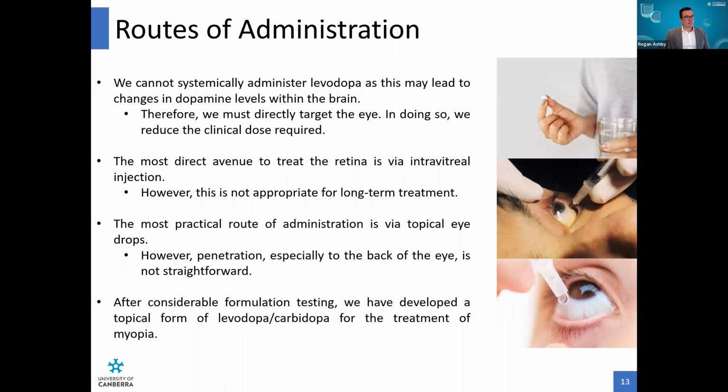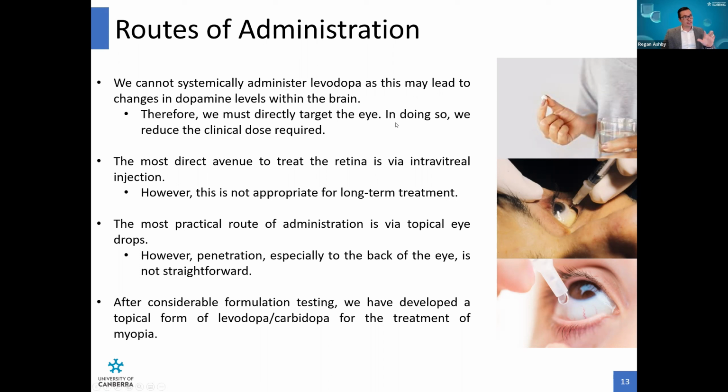Now, the big question comes, well, how do you get the levodopa to the eye? The most common way of giving levodopa carbidopa is obviously through systemic administration as a tablet. However, this would be inappropriate in our condition because levodopa would then make it to the brain and change the amount of dopamine being synthesized and released in otherwise neurologically normal children. And this would cause adverse known side effects with levodopa. Therefore, as I've mentioned here, we need to directly target the eye.